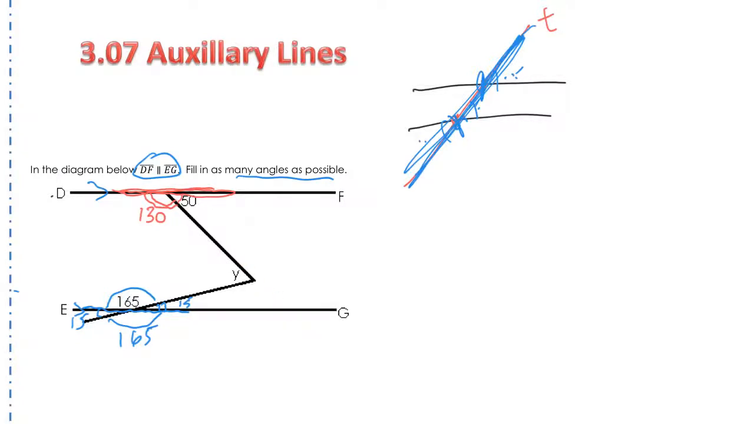So here's the key with auxiliary lines. Basically, it just means if you don't have a transversal, you can extend a line, so keep it going. I'm going to actually draw it with a line. You should use a ruler. So I'm going to use the line tool. Keep the line going.